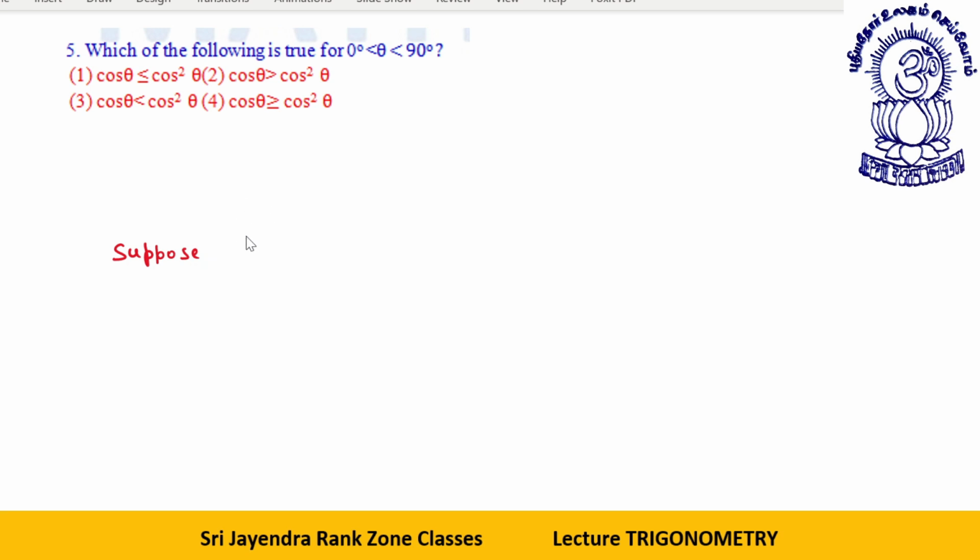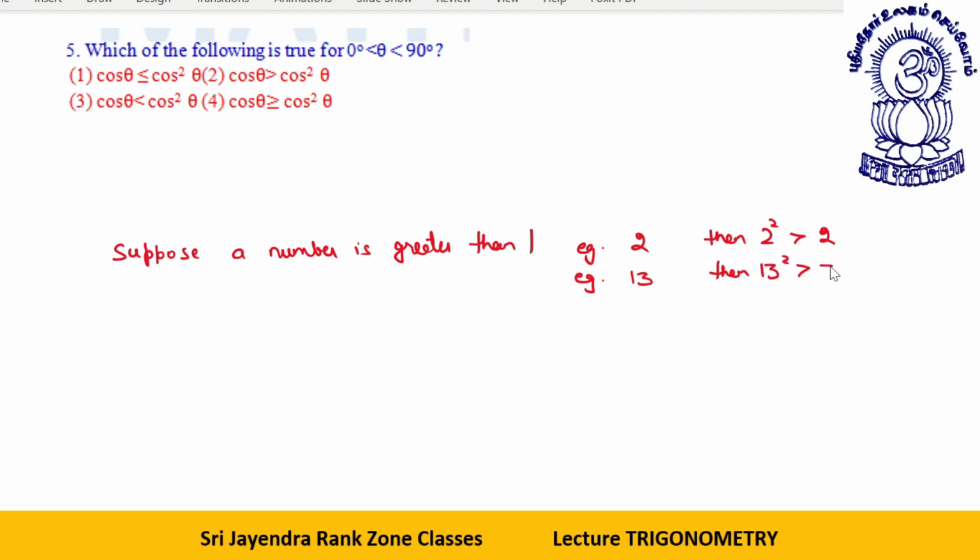Suppose a number is greater than 1. Example 2. Then what will happen? 2 square will be greater than 2. Obviously, example 13, then 13 square is greater than 13. Therefore, for any number greater than 1, the rule is n square is greater than n.